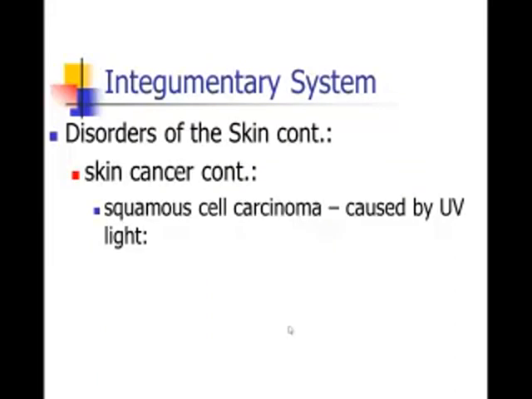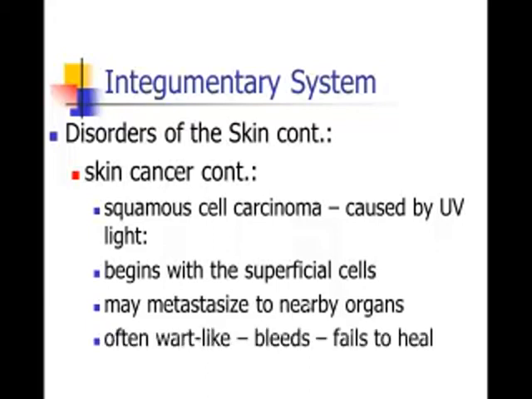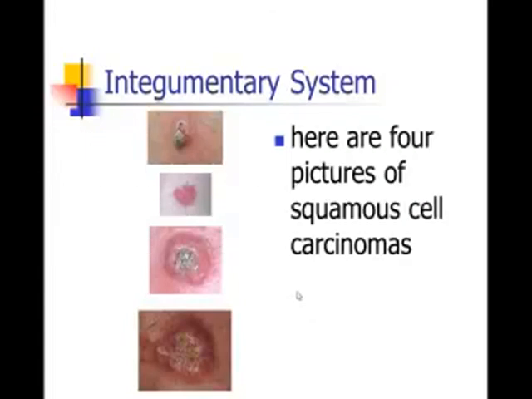Then we have the squamous cell carcinoma. This also is caused by UV light. It begins with the superficial cells, but it has the ability or propensity to metastasize into nearby organs, which is never a good thing. These carcinomas can sort of be like warts. They often bleed, and when they do, they don't heal. That's usually a bad sign. So here we see some squamous cell carcinomas. You can see the kind of nasty looking degradation of the tissues. This one really looks a lot like a wart.